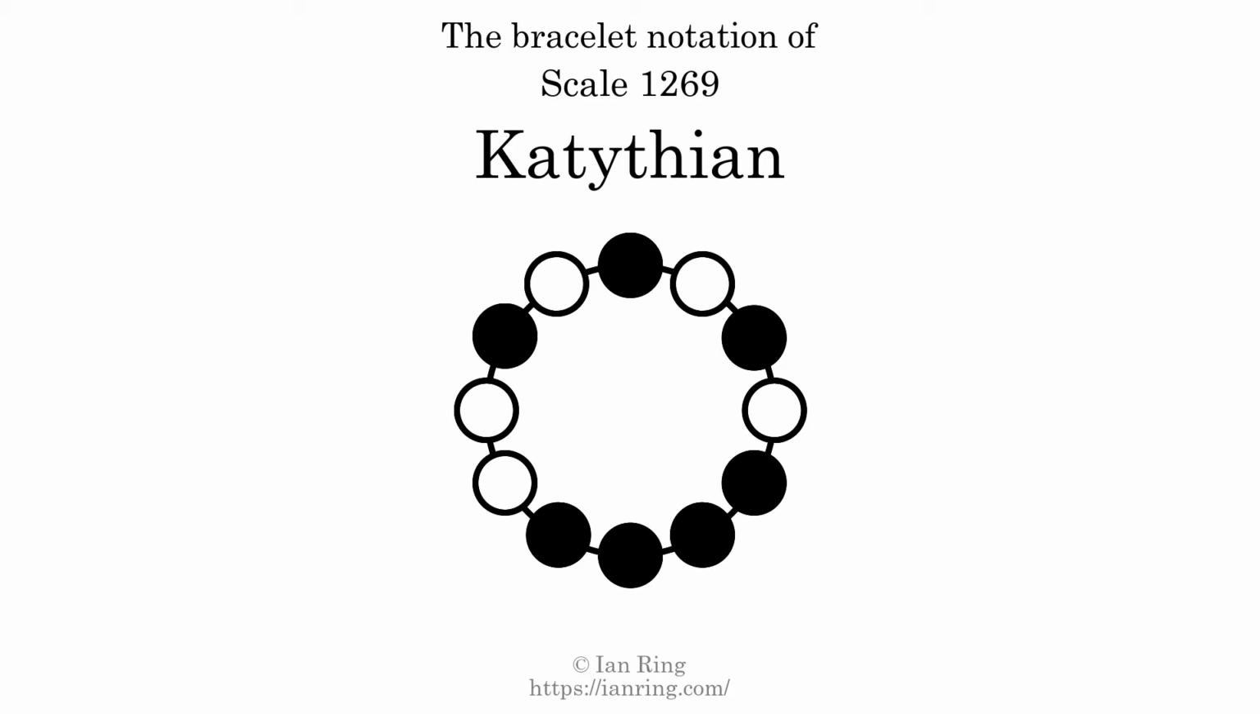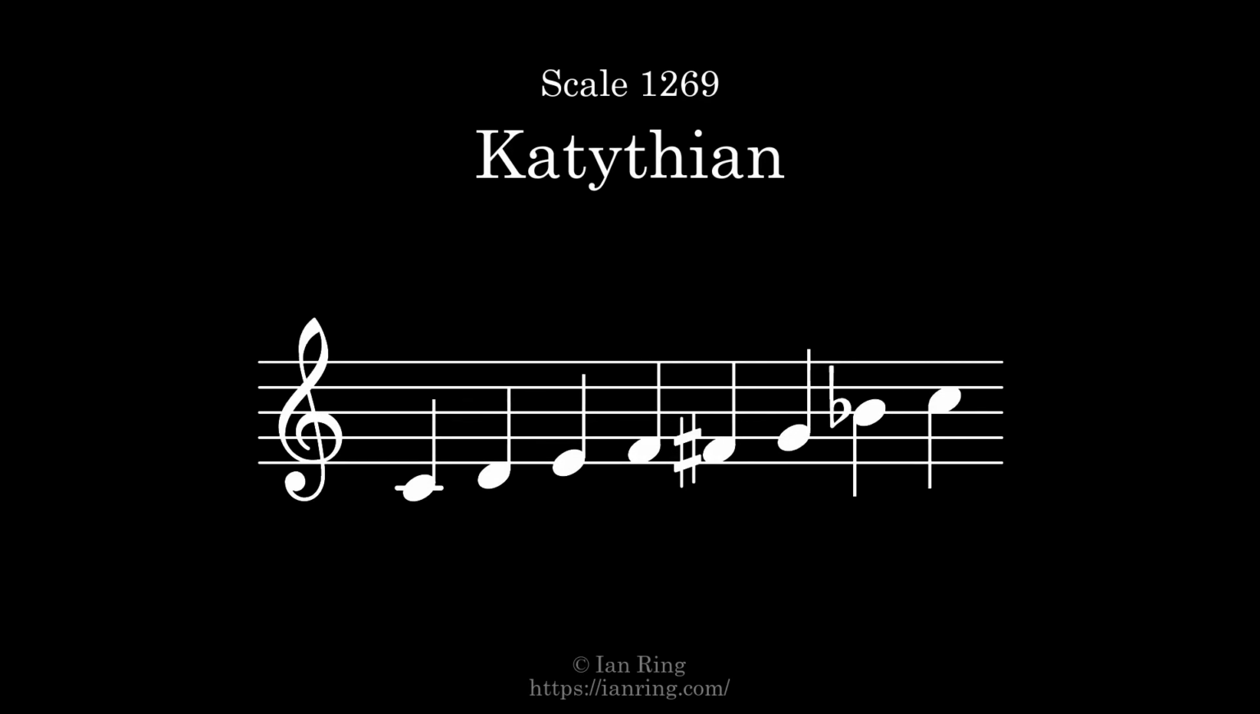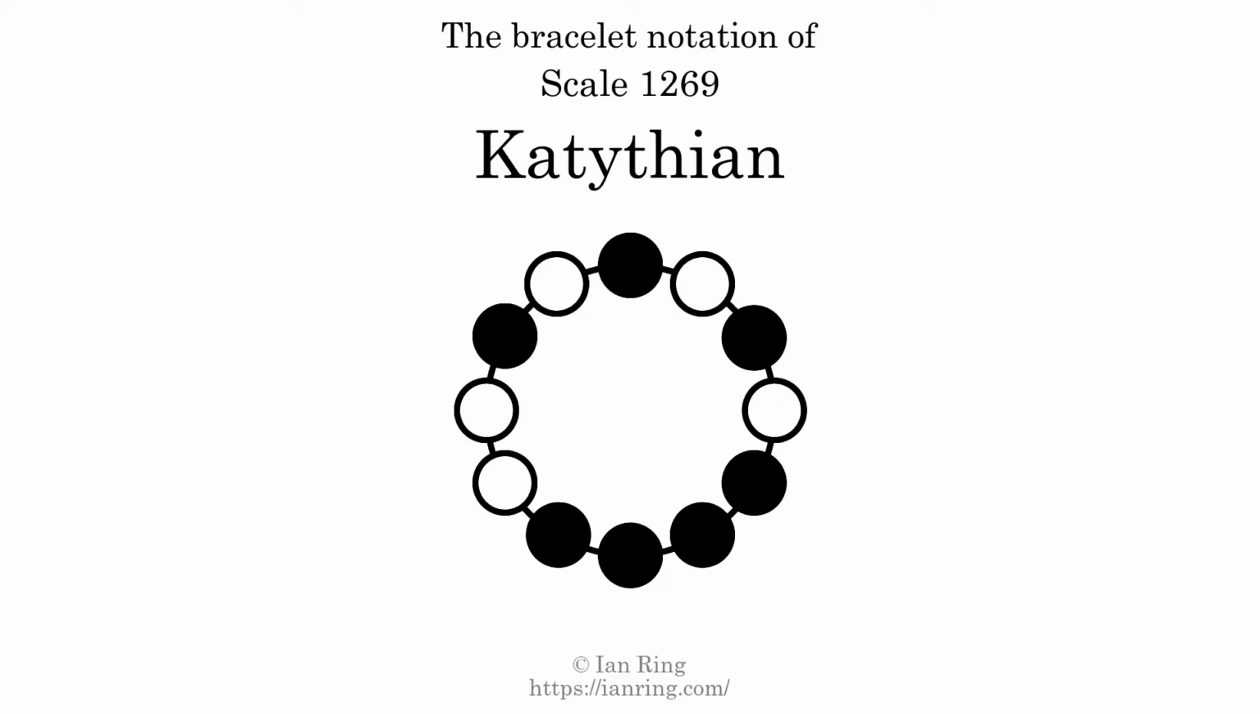1269, Katythian, which sounds like this. This scale has 7 tones, which means it is called a heptatonic scale. This is a bracelet notation diagram of scale 1269. The shaded circles represent tones that appear in the scale, and they are read clockwise, starting at the top.